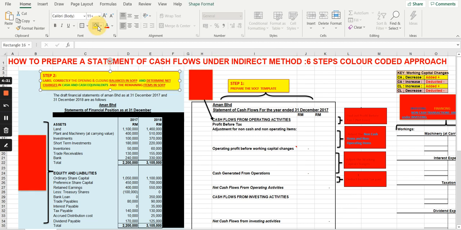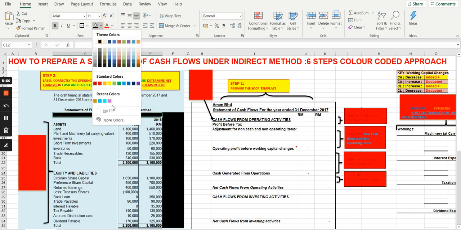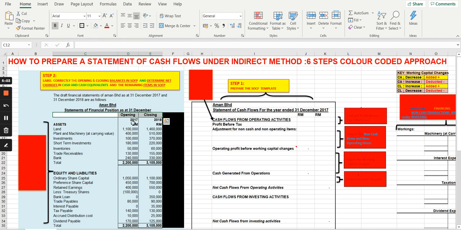Okay, after you have drawn the template, let's look at step 2. Step 2 is that you need to label correctly the opening, which is the 2017 column, and the closing balances in the statement of financial position or the balance sheet, if you may call it. You need to determine the balance correctly. You can do the labeling like what I've done here: 2017 as opening and 2018 as closing.